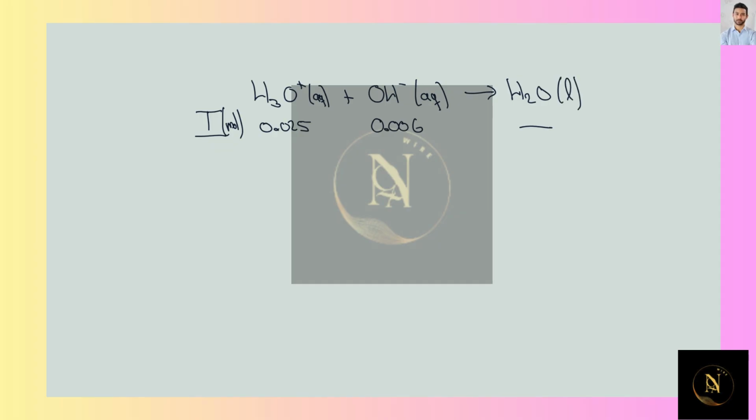So from the one-to-one relationship that we have, we can notice that the limiting reagent is going to be the OH minus. So the amount of change is going to be equal to the amount of OH minus that we have. Thus, at equilibrium, we're going to have 0.025 minus 0.006 of H3O plus, which gives us a value of 0.019 mole. And of OH minus, we get something close to zero.